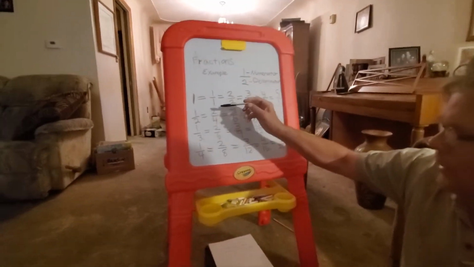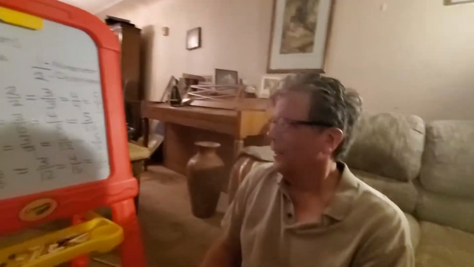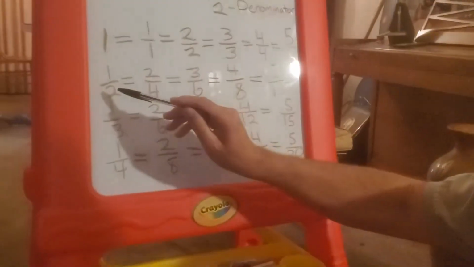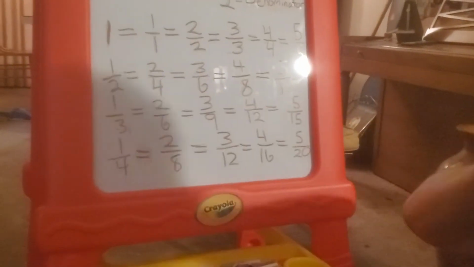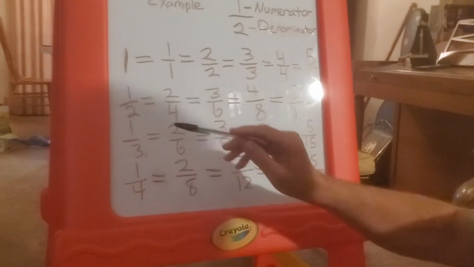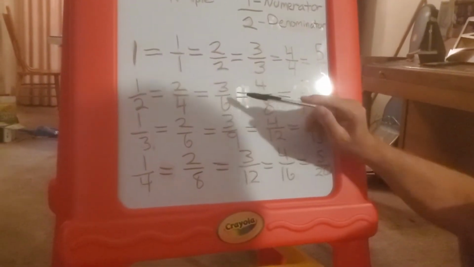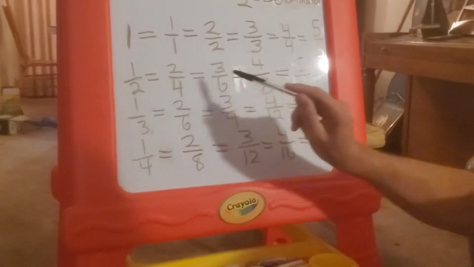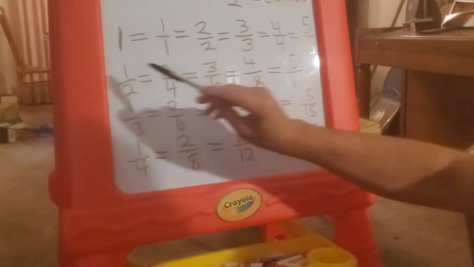So 1 over 2 is the same as 2 over 4. Just quickly, if you want to know how to get 2 over 4 from 1/2: 2 times 2 is 4, and 2 times 1 is 2. So 2 over 4 is the same as 1 over 2. It's the same as 3 over 6. So 3 times 2 is 6, and 3 times 1 is 3.